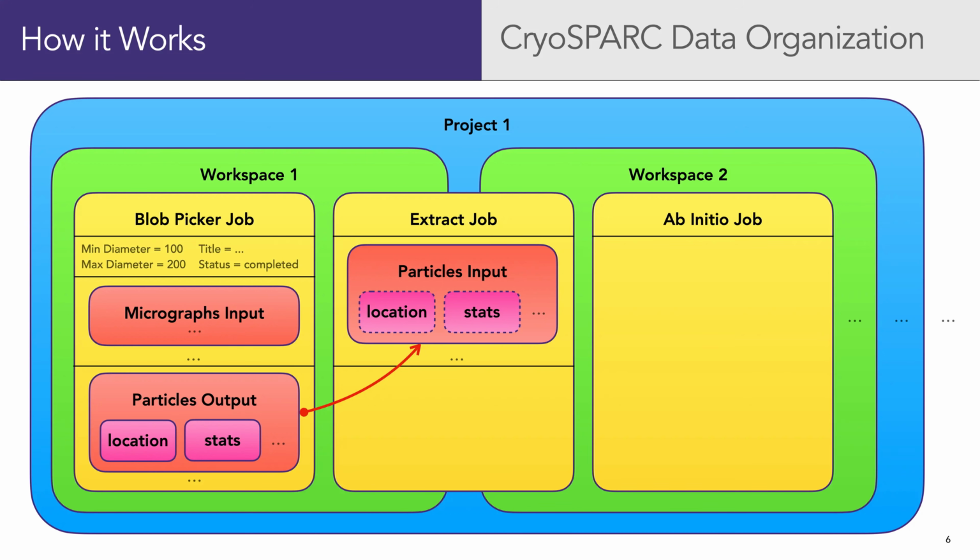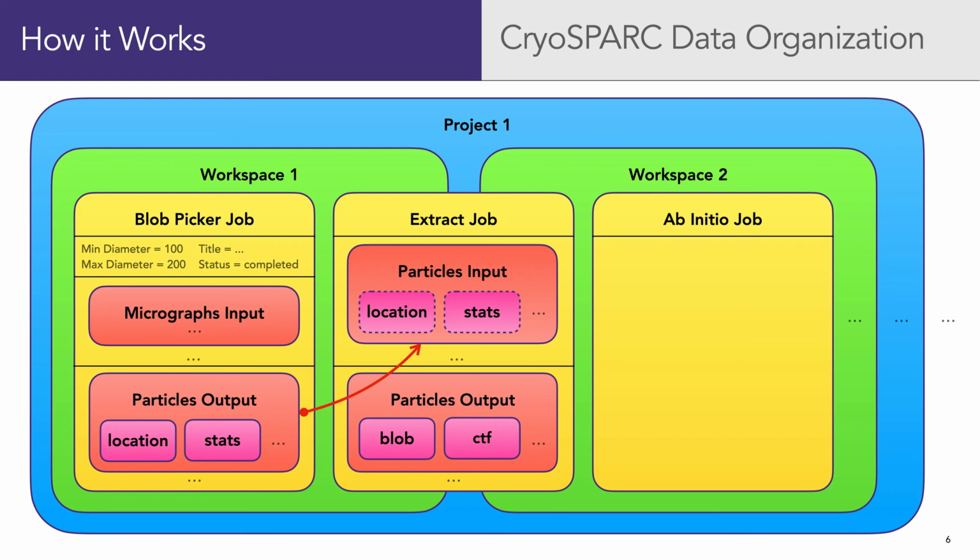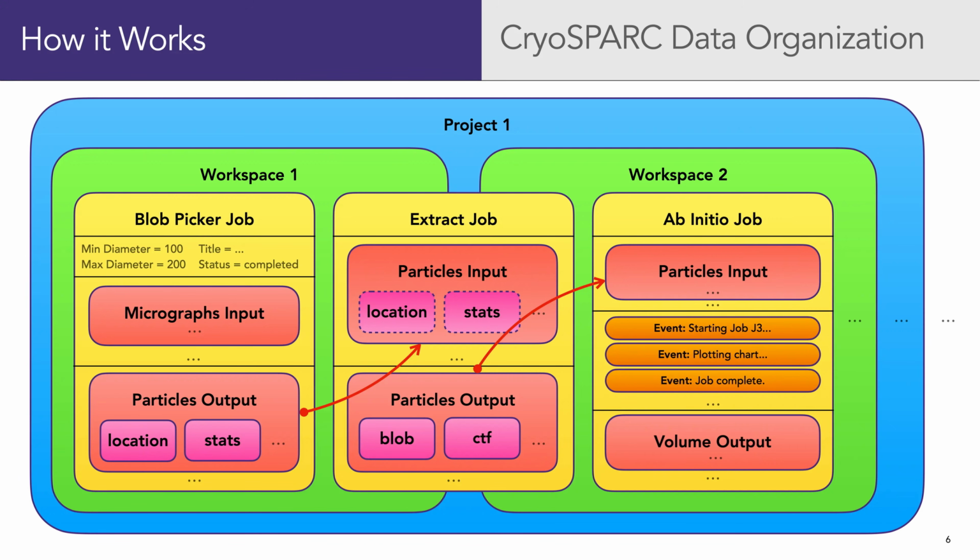When you have everything connected, you can run the extraction job, and this produces a new output with the same particles that you provided as input, but with the new blob and CTF results added on. You can keep going with this. An ab initio job will expect a particles input with blobs and produce a volume output.